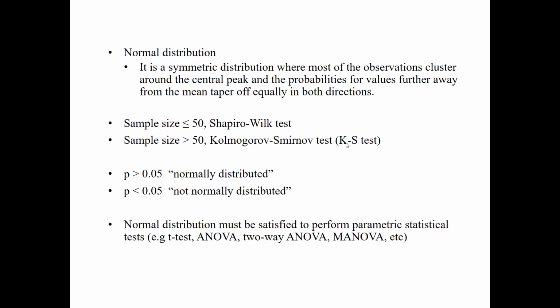When you see the results, if the p-value is greater than 0.05, it doesn't matter if you use a Shapiro or a KS test. If the p-value is greater than 0.05, we will claim this is a normal distribution, normally distributed data. However, if the p-value is less than 0.05, we have to reject the null hypothesis, then the data become not normally distributed data.